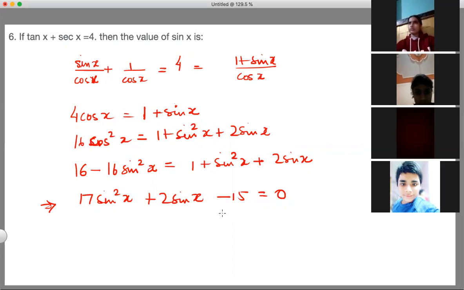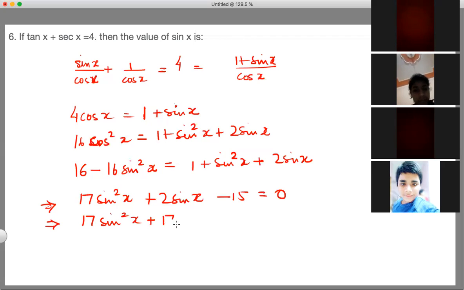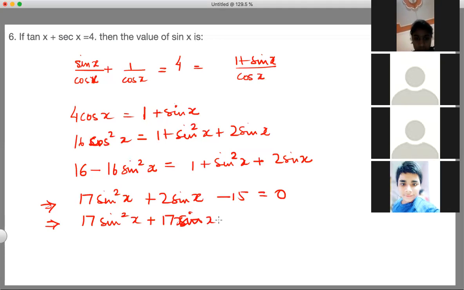So we can see the split easily, right? The split is very simple here. 17 sin square x plus 17 sin x minus 15 sin x, right? It is an easy split. Directly we can see the split.